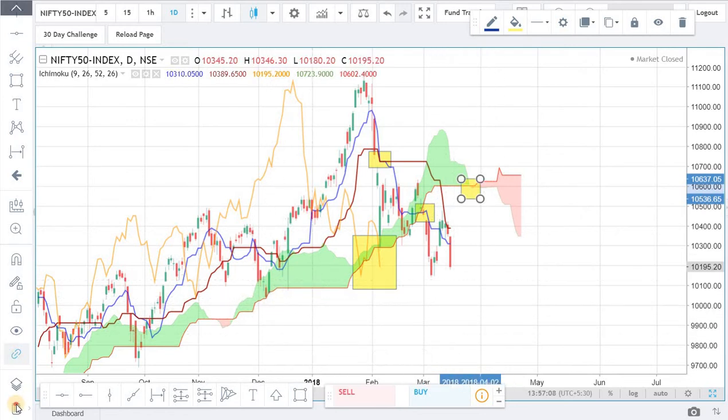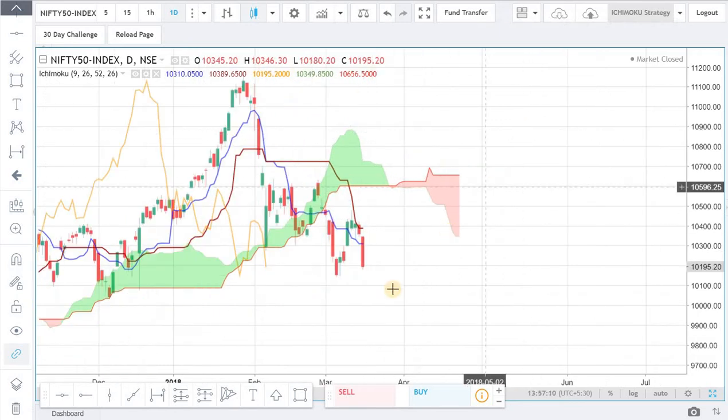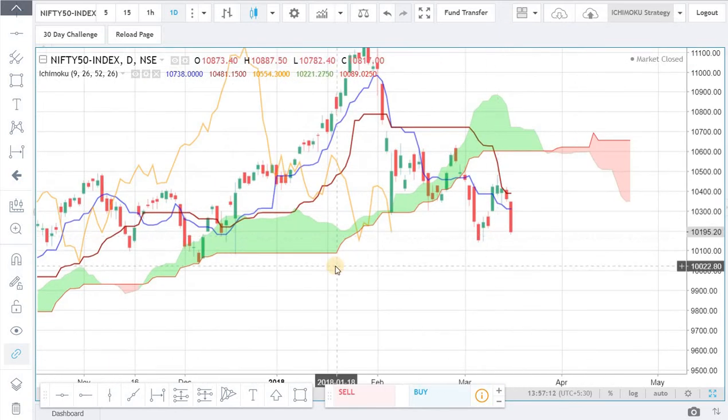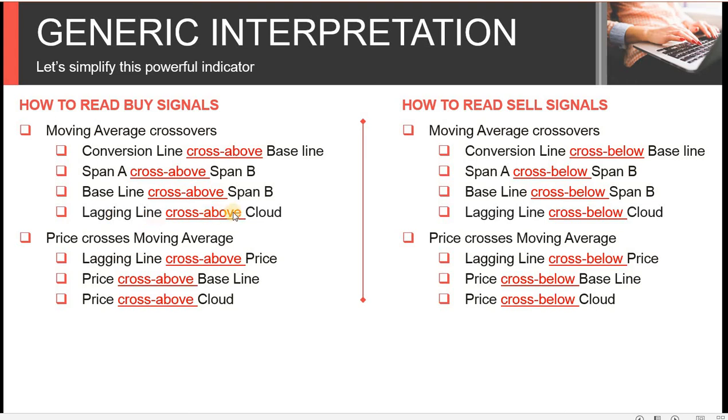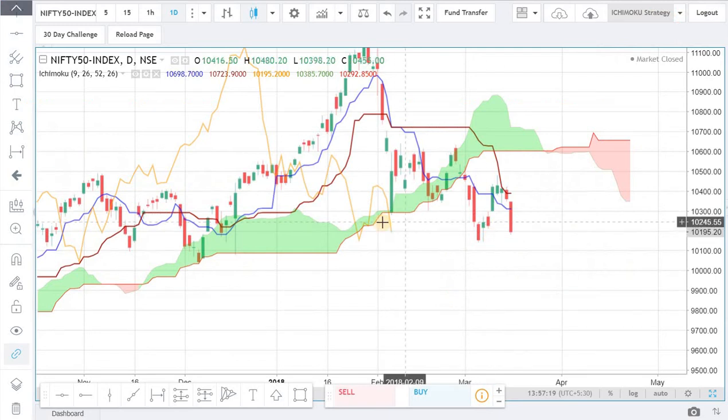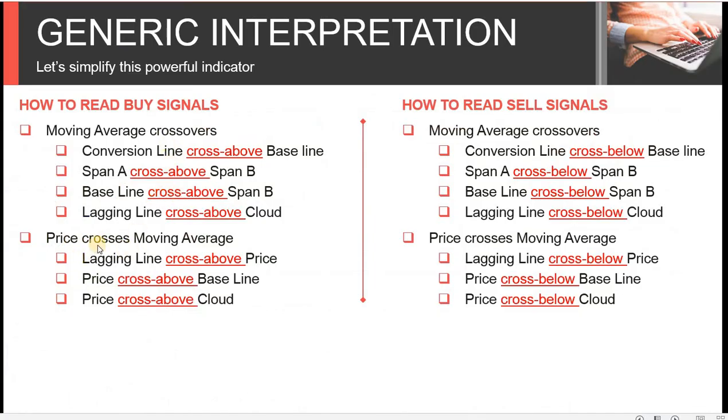Okay, forget all the analysis. Going back to the basics. You have your lagging line: cross above the cloud is a bull signal and cross below is a bear signal. In this case, it's a cross below, so it's a bear signal.